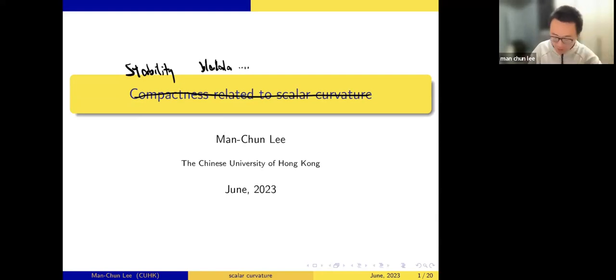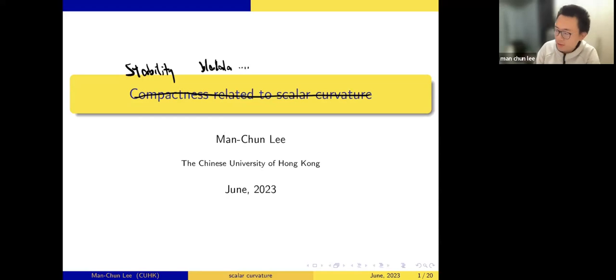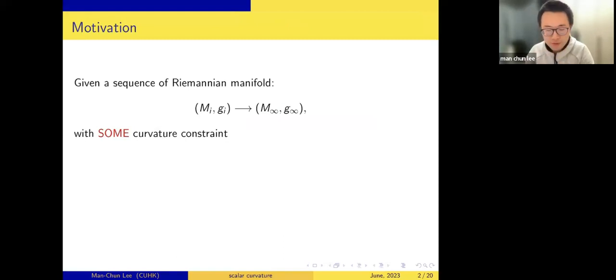Okay, so I'm going to talk about... I just want to share with you guys some of my thoughts using geometric flow towards completeness problem in scalar curvature. Some of them are not very satisfactory, but I still want to share my thoughts with all of you. So let me start with the motivation.